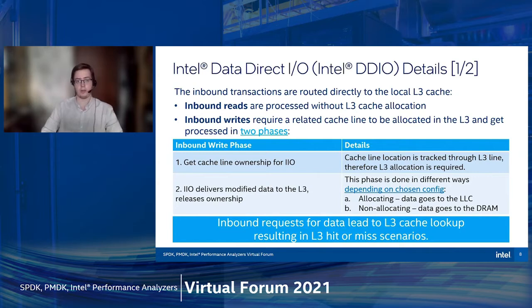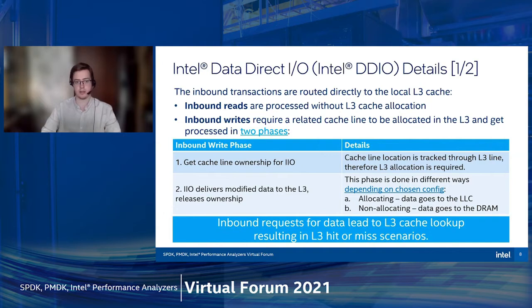If we miss the L3 cache, then the data is found anywhere it is, like in local memory, in the remote cache subsystem, or in the remote DRAM, and then it is just passed again to the IO controller and to the device without local L3 cache allocation.